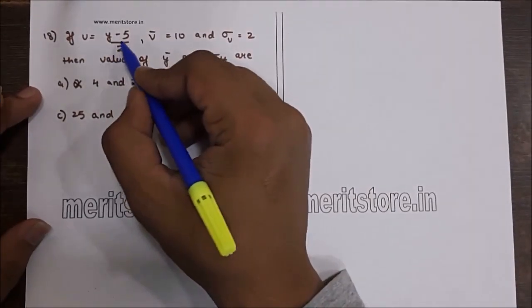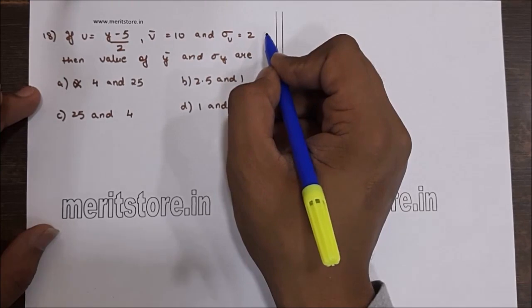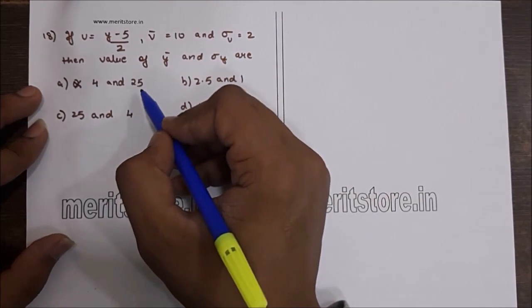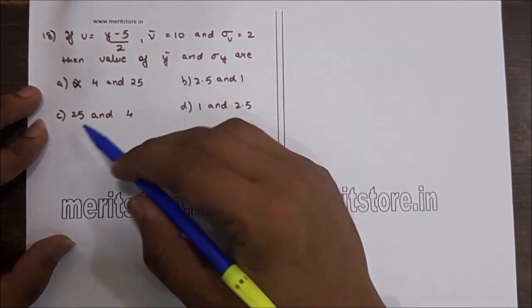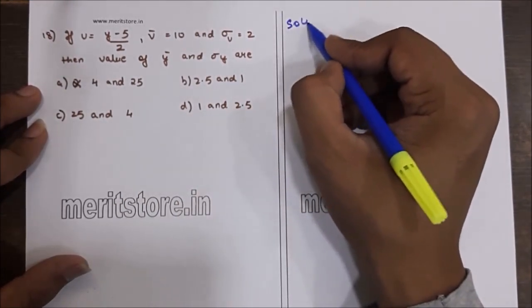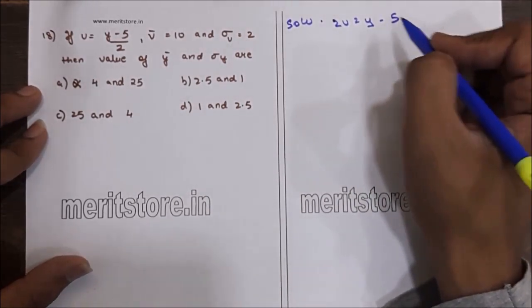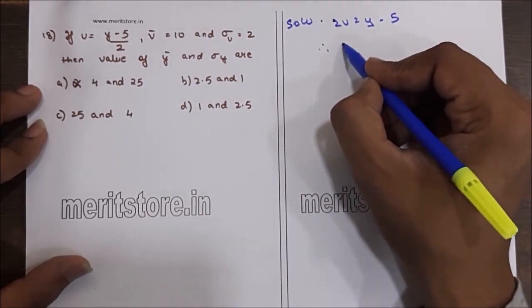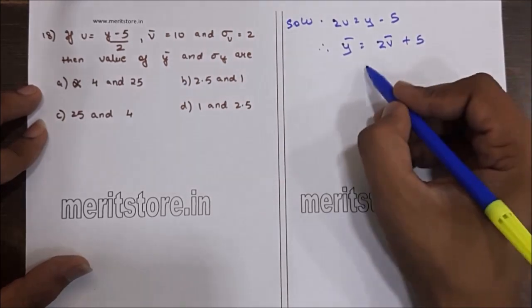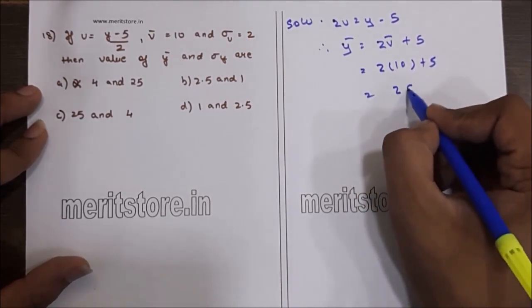If u is equal to y minus 5 by 2, v bar is equal to 10 and sigma v is equal to 2, then value of y bar and sigma y are option A 4 and 25, option B 2.5 and 1, option C 25 and 4, option D 1 and 2.5. Therefore, the solution is 2v is equal to y minus 5. Therefore, y bar is equal to 2v bar plus 5. By substituting the values of v bar, we get the answer 25.